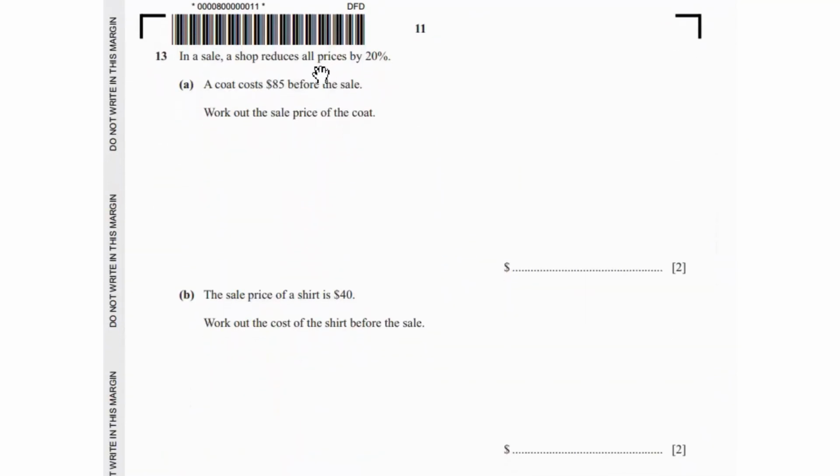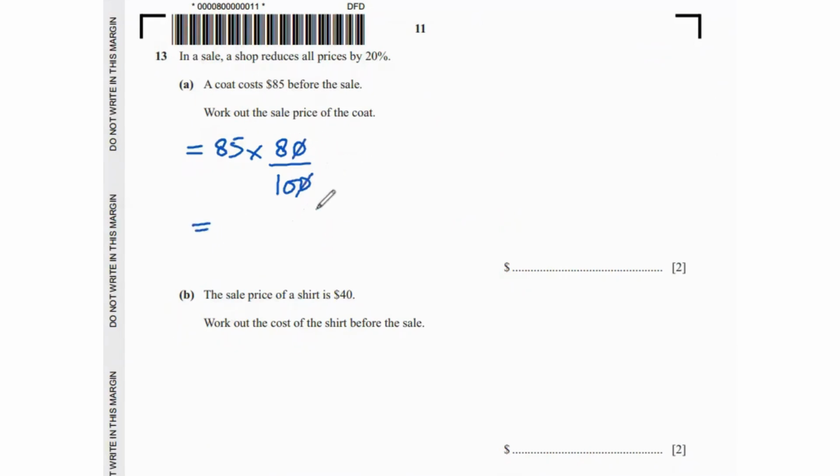In a sale, a shop reduces all prices by 20%. A coat costs $85 before the sale. Work out the sale price of the coat. So before the sale, it's 85. So if it's being reduced by 20%, we just find 80% of 85. You can also find 20% of 85 first and then subtract that from 85 to get the new price. But it's easier that we just directly find 80% of 85 in one step and find the answer.